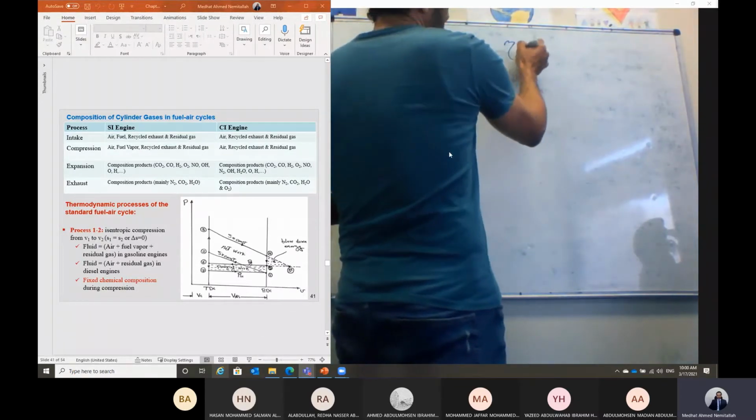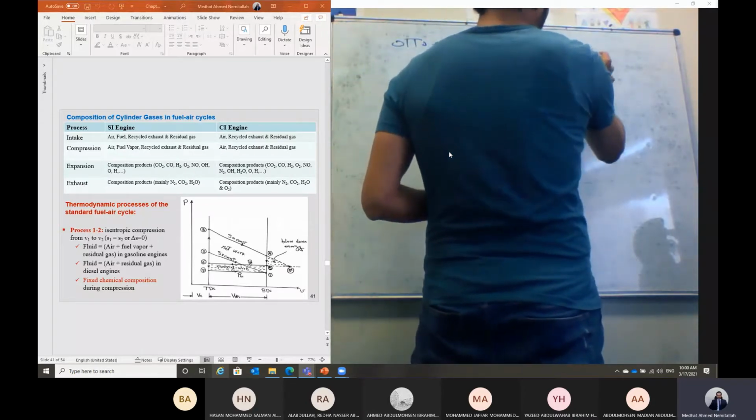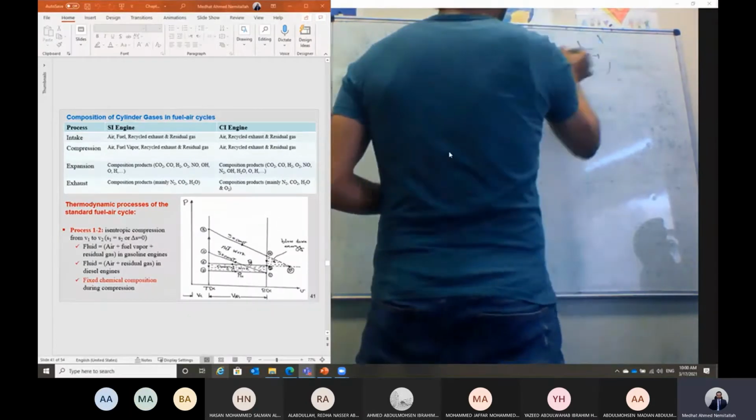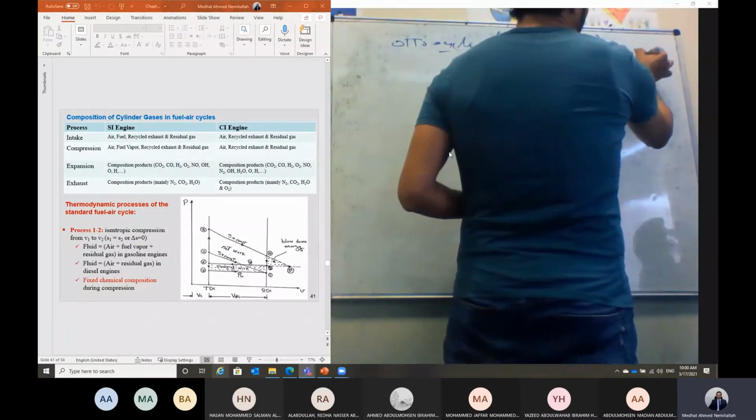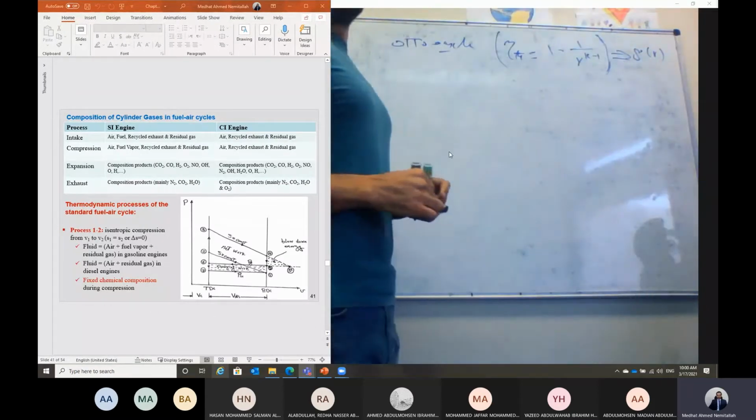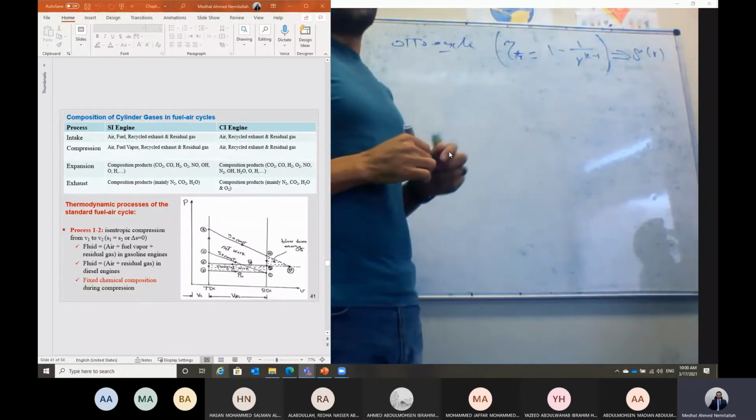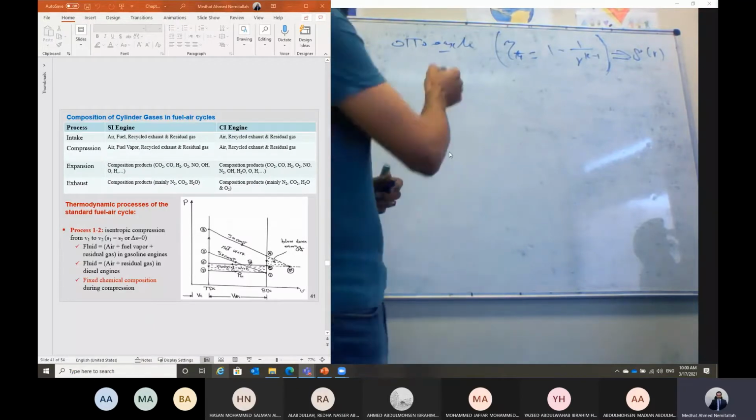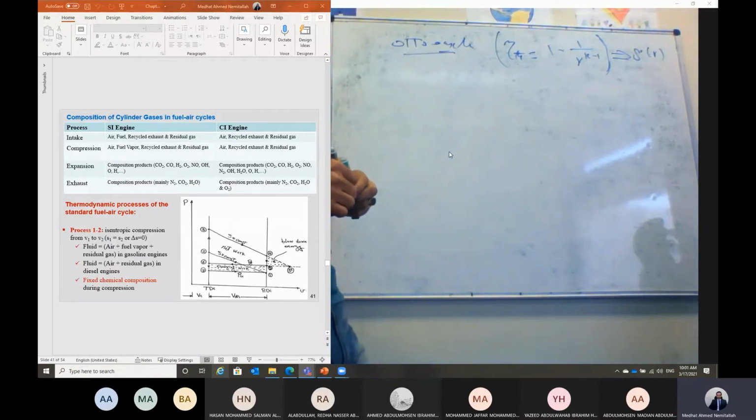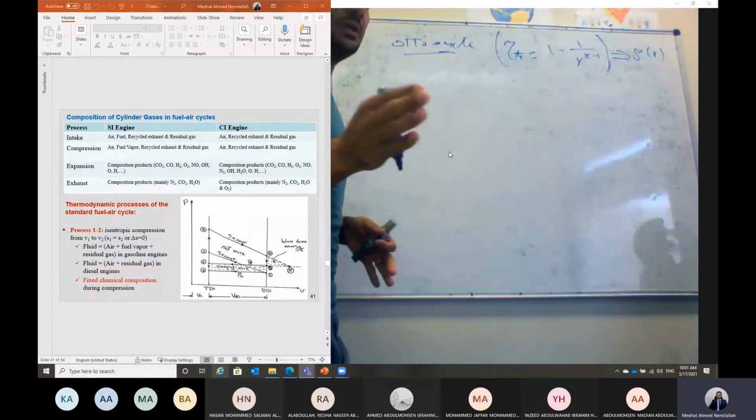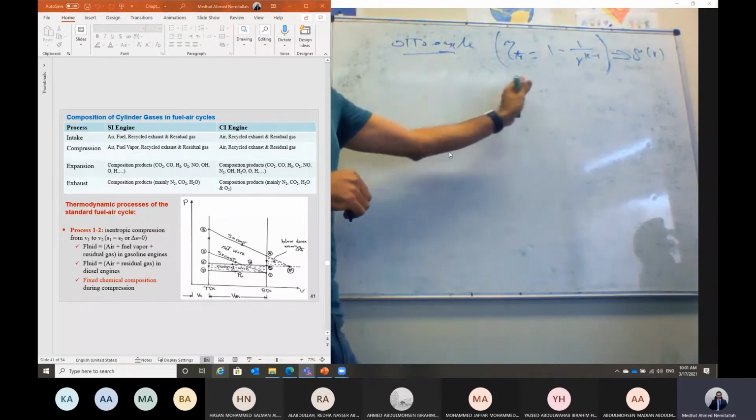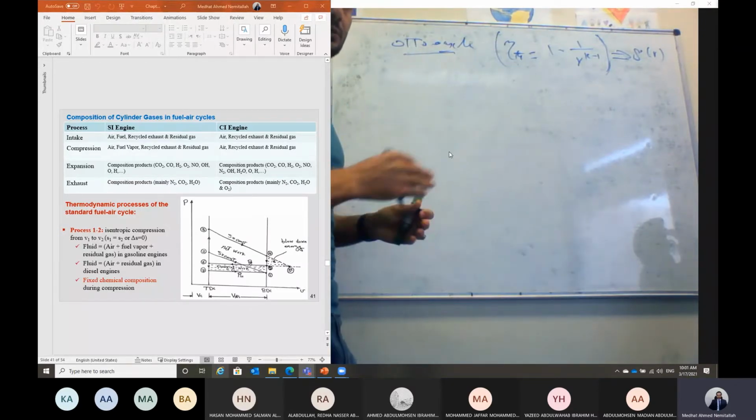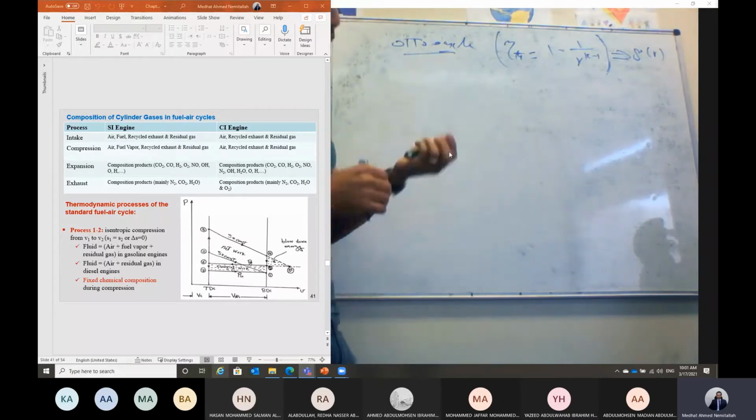We have developed the efficiency to be eta thermal equals 1 minus 1 over r to the power k minus 1. So based on the air standard cycle, this efficiency is only a function of the compression ratio. It does not take care of the effect of fuel, or the fuel to air ratio, or the equivalence ratio. And also in this cycle, we don't even have combustion. We just assume we add heat under constant volume at the top dead center, and we reject heat when the piston approaches the bottom dead center, also under constant volume. But it does not take care of combustion, and also the charge is considered as only air.